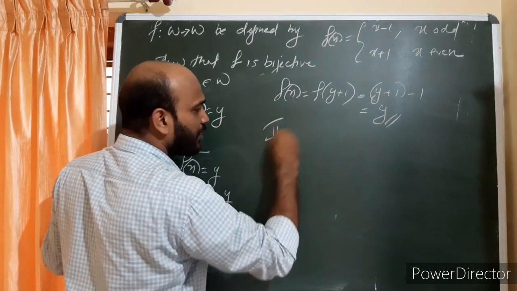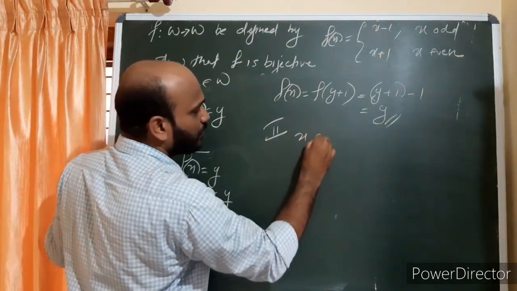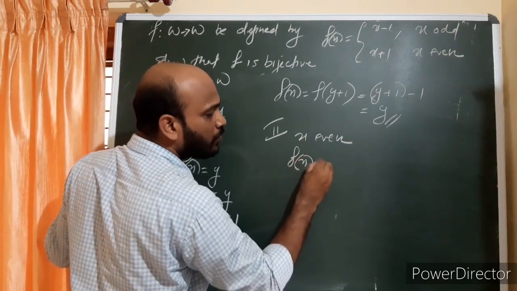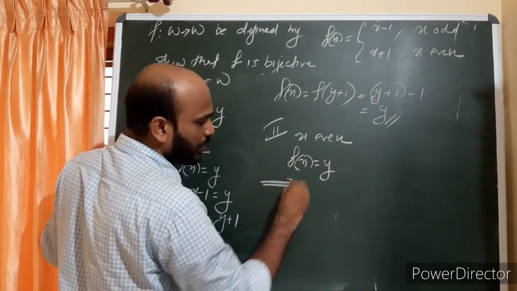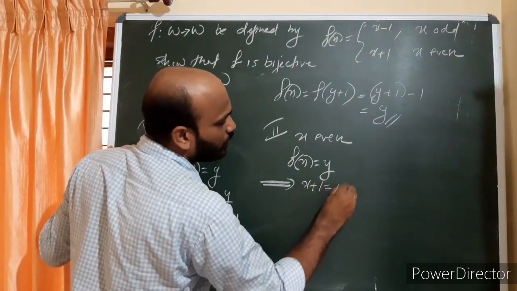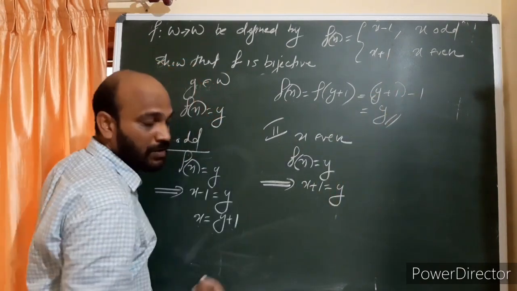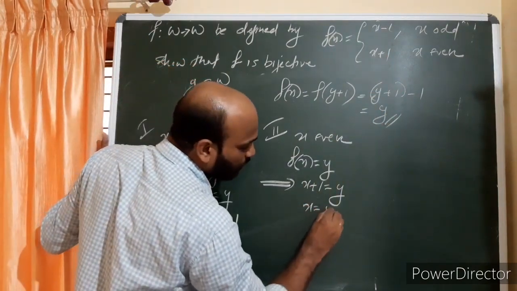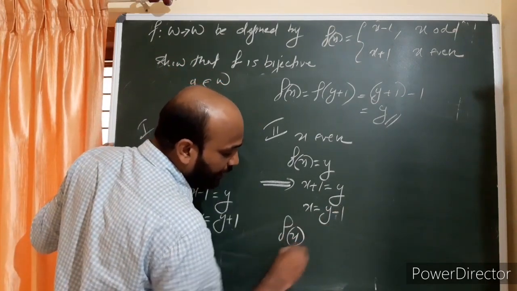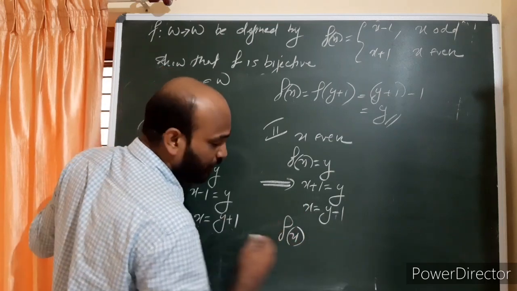Now we have to check whether it is okay for case 2. So when x is even, then f of x equal to y implies x plus 1 equal to y, because when x is even, f of x equal to x plus 1. So value of x equal to y minus 1. Now you have to show that image of x equal to y. So for that, find f of x.